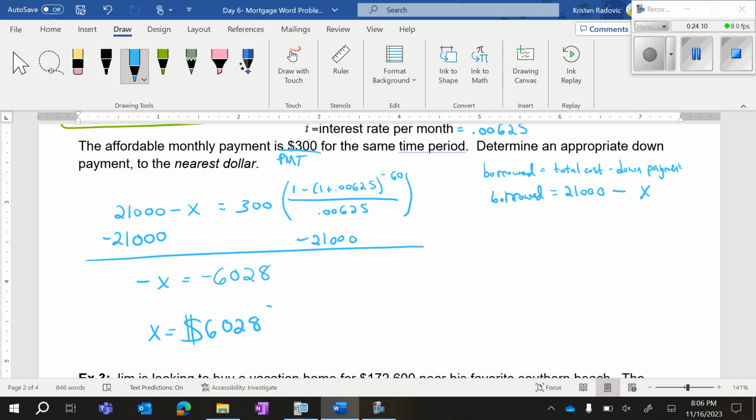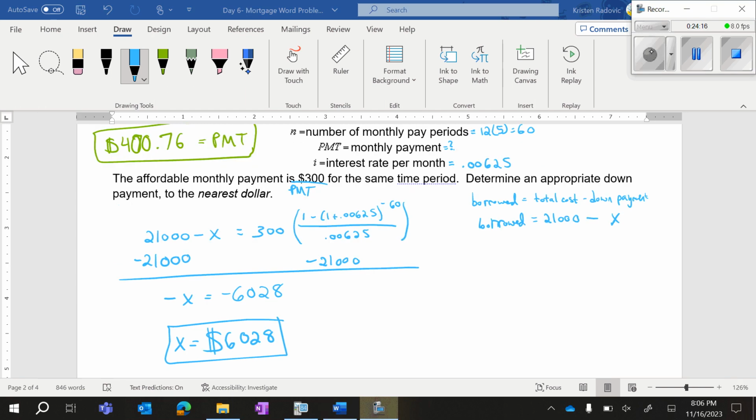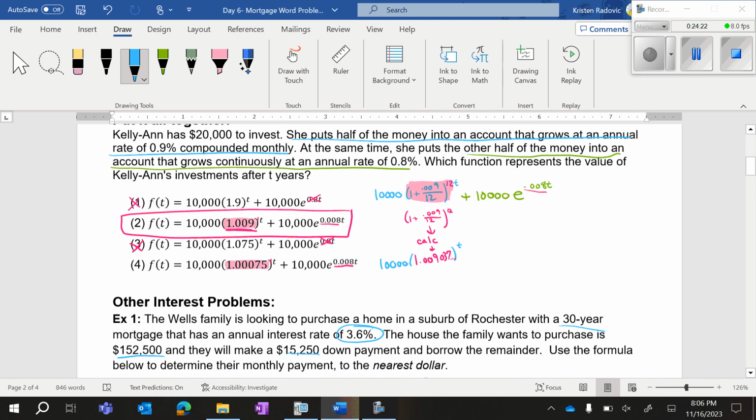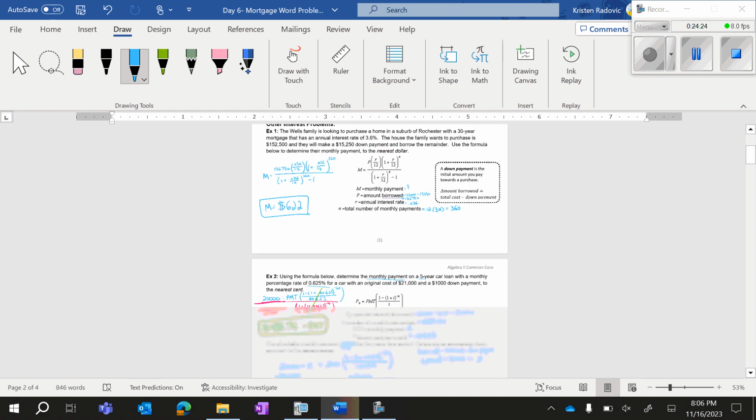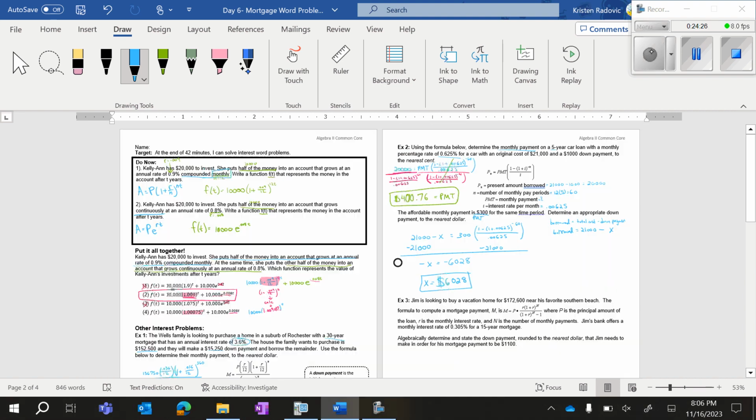You have to now try the homework, and when you try your homework, remember that your amount borrowed is equal to total cost minus the down payment, and your number of monthly payments is equal to 12 times a year times however many years that you have this loan for.